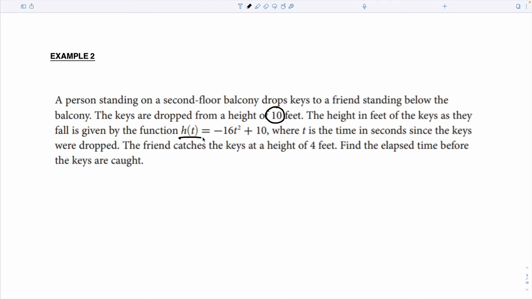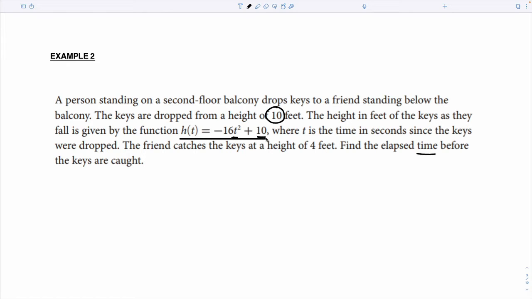This weird formula that was calculating velocity, they gave that formula to us. We don't need to come up with that on our own. We need to piece together some things here so that we can find the time. We're solving for t. They tell us that the keys are dropped from a height of 10 feet, and the friend catches the keys at a height of 4 feet.